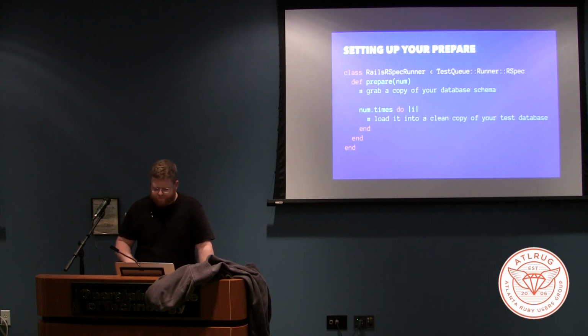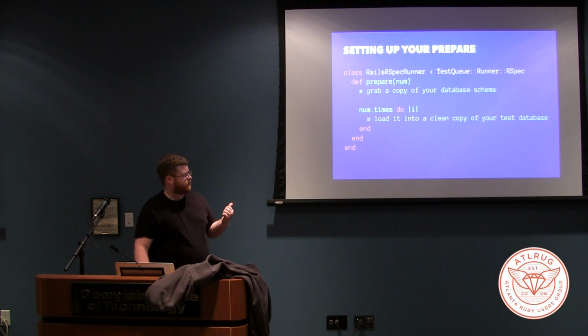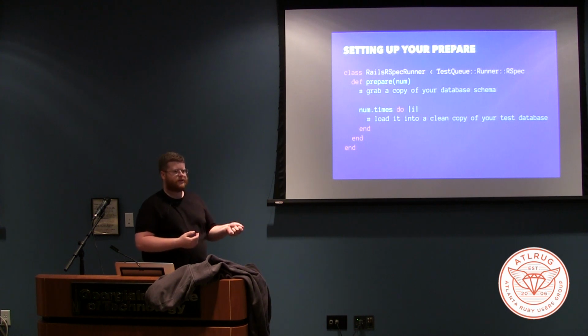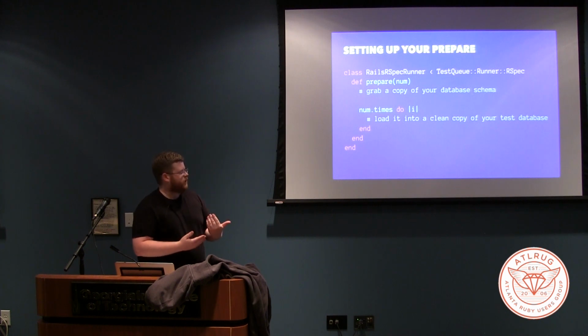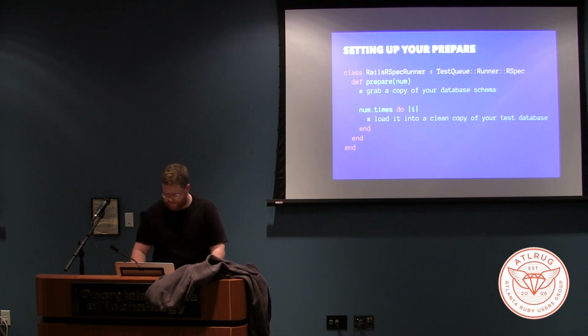Another thing that you can do is define a prepare method in your custom test runner. What this allows you to do, in the particular case here, is grab the database schema and then load a clean copy into a test database. The advantage of doing it this way, rather than with environment variables and running rake db create db migrate, is that you don't have to boot the Rails app each time. It's very fast if you just shell out to MySQL here, for example, or psql as the case may be.